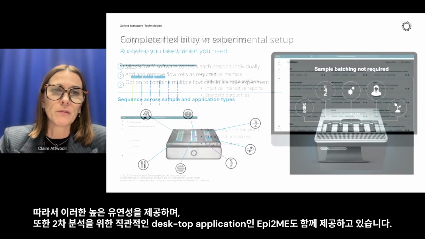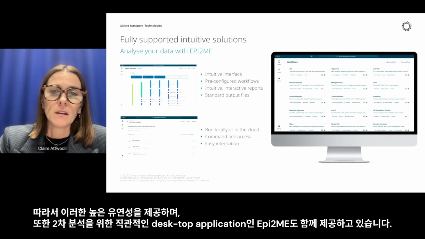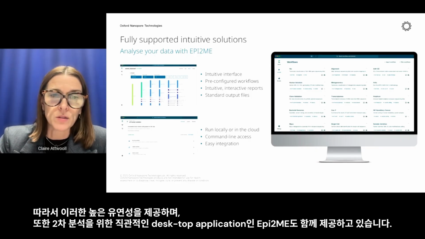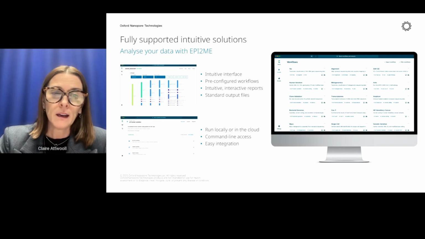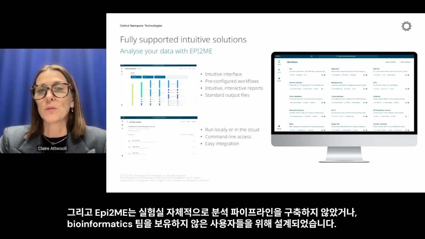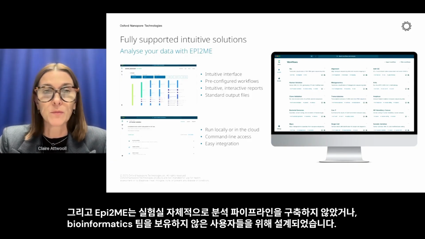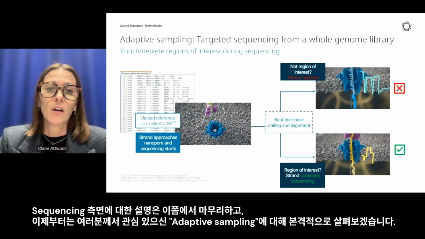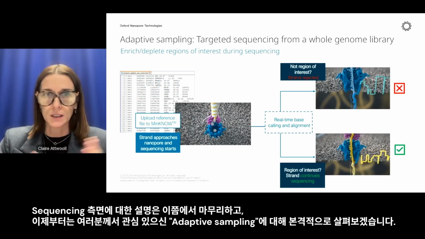And we also have a really nice desktop application for the secondary analysis, which is called Epitome. It's a really nice intuitive interface. We have pre-configured workflows, so you can see some of them listed on this screen here. And for those who are not bioinformaticians or don't have teams of bioinformaticians, it gives you a really easy way to get to your answers.